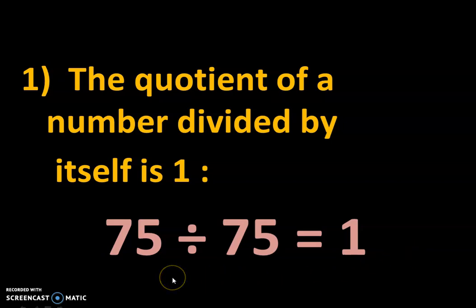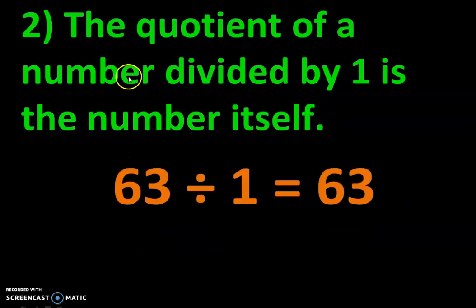It may be any number, it may be thousands, it may be lakhs, any number which is divided by the same number. Say for example, 1000 divided by 1000 is equal to 1. 1 lakh divided by 1 lakh is equal to 1. So when it is divided by the same number, our quotient is 1.